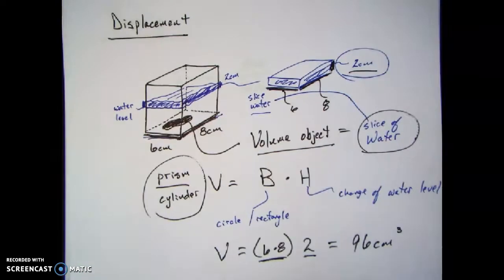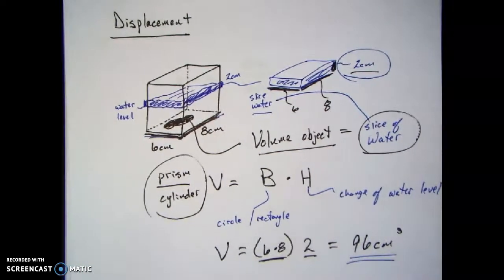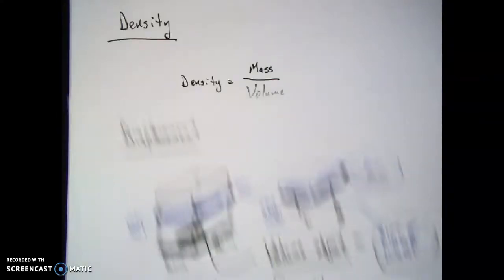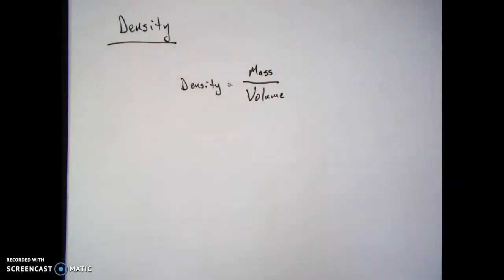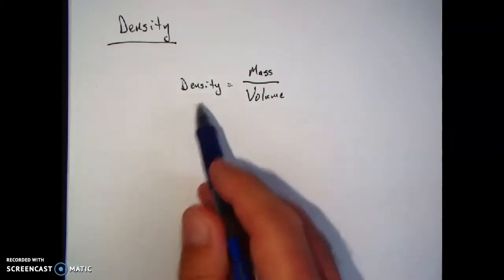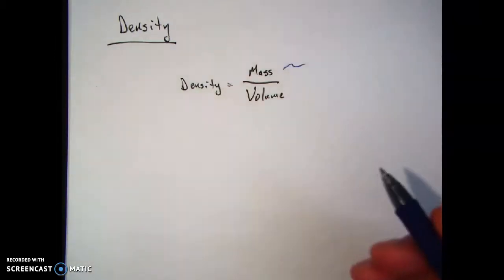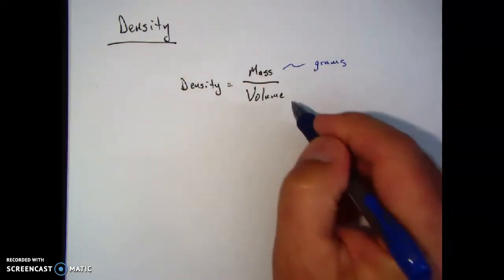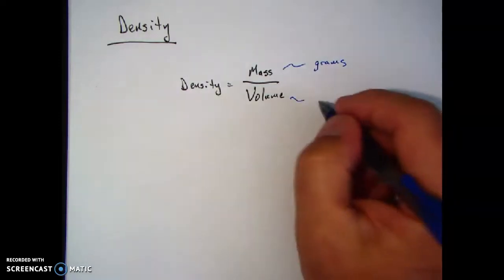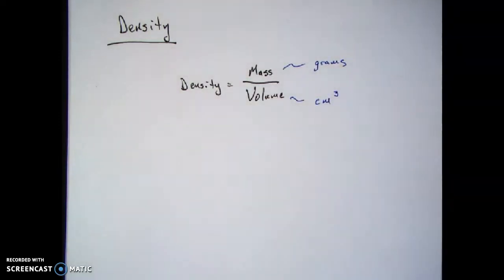Okay, so now that we know the volume of this object, 96 centimeters cubed, let's now talk about the density. We will find density by taking mass divided by volume. So things have different density. If you have 100 pounds of feathers and 100 pounds of gold, they're going to take up a different amount of space. That's based on their density. For the sake of our examples, when we're talking about the mass of something, we are going to measure that in grams. And when we're talking about volume, that's going to be measured in cubic centimeters.